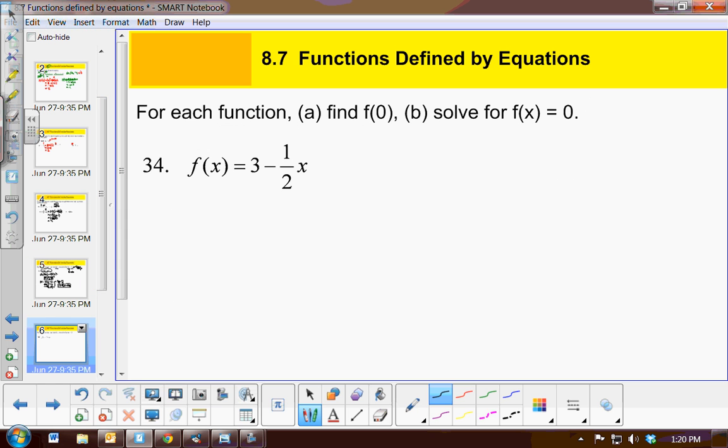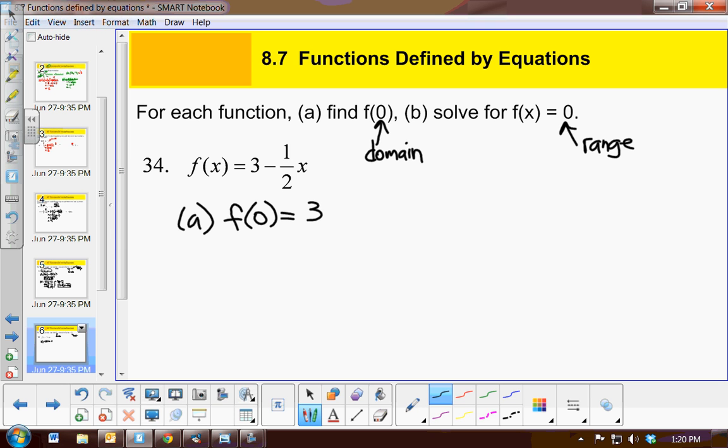Okay. Let's try this one together. So again, it's the same type of problem. Given the domain, find the range. In this example, given the range, find the domain. Okay? So, for part A, f of 0, so you're going to replace x with the value of 0. So I do my order of operations, so I do multiplying first. So 1 half times 0 is 0. So 3 would be the range. So f of 0 equals 3.